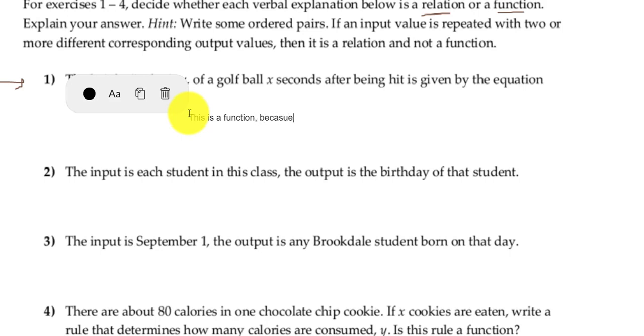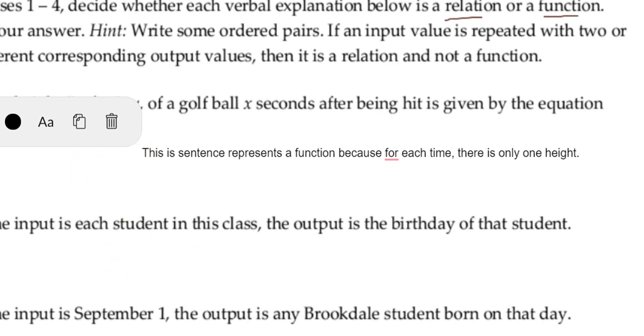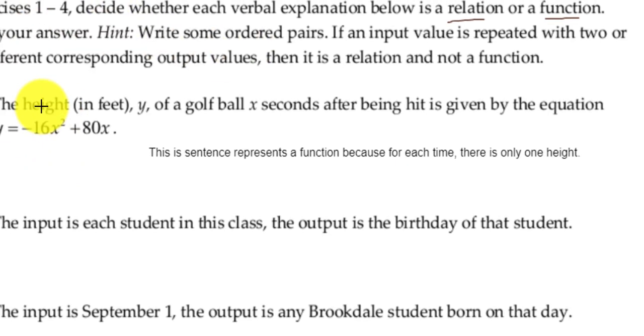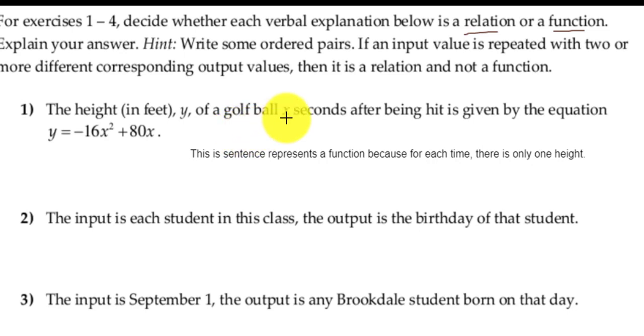because for each time, there is only one height. All right, apparently I can't spell. I cleaned it up a little bit. So the sentence represents a function because if you think about it, for each second, after 1 second, the height is not going to be 80 feet and 20 feet. And after 2 seconds, the height's only going to have one value. After 2 seconds, the height might be, I don't know, 60 feet. The height won't be 60 feet and 20 feet.